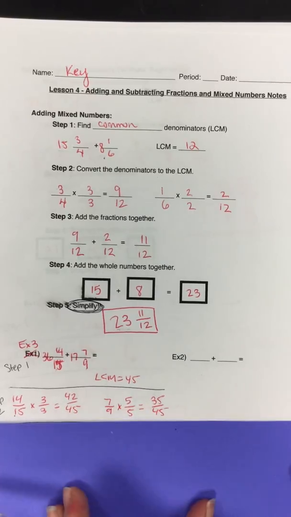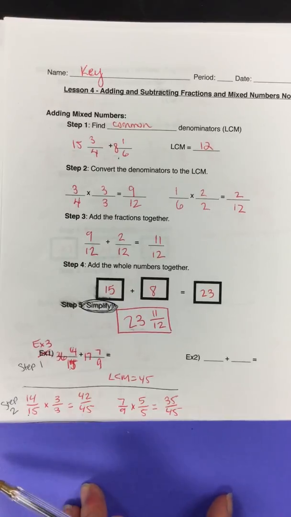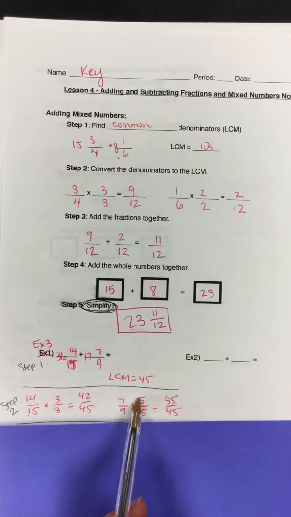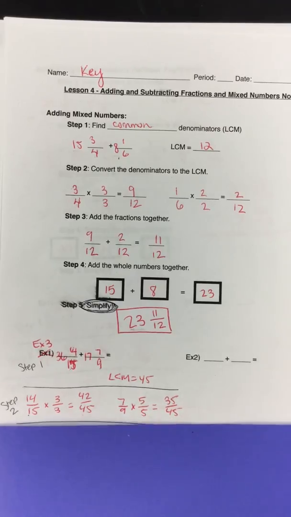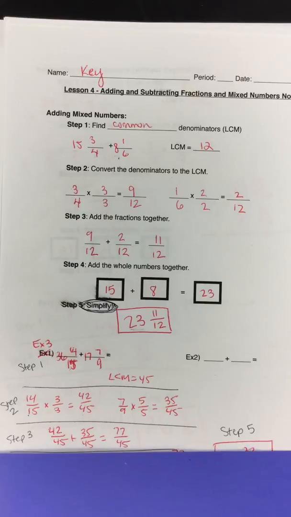Same thing with 7/9. We're going to take 7/9 times 5/5 to get 35/45. Now, we will move on to step 3. Step 3 is to add those two fractions together. So we're going to take 12/45 plus 35/45. We know that we're going to keep the denominator the same because we have that common denominator, and we're going to add the numerators together.